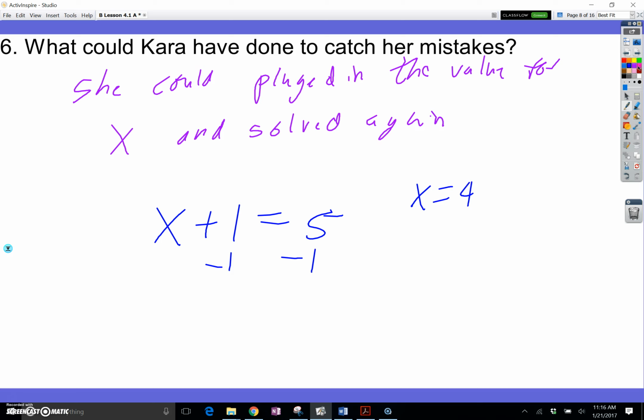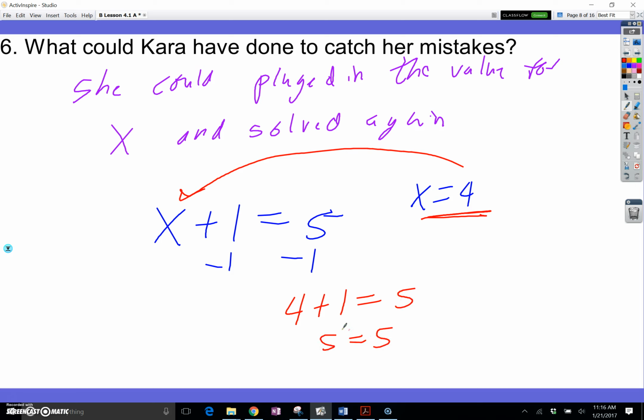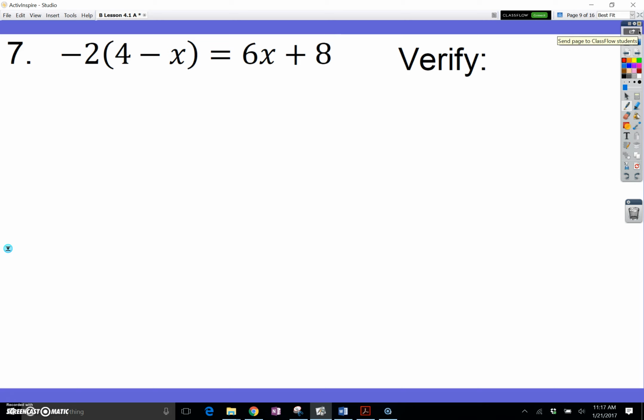So what does that even mean? That means if I were to plug 4 back in for x, that should be a true statement. 4 instead of x, plus 1, must equal 5. And obviously when I solve that, I get 5 equals 5, and that is a true statement. That is what it's called when we are verifying something. We've done this before with our y equals mx plus b by verifying a point. Same idea. Alright, so now let's go ahead and solve, and we're going to verify for 7 and 8.